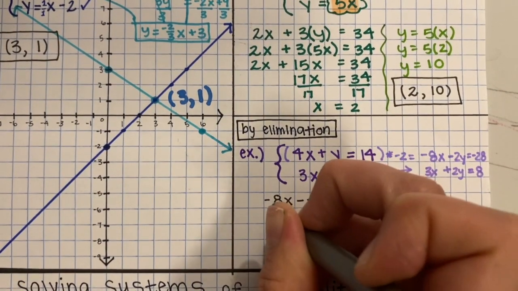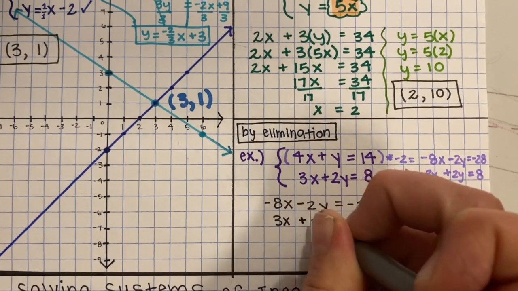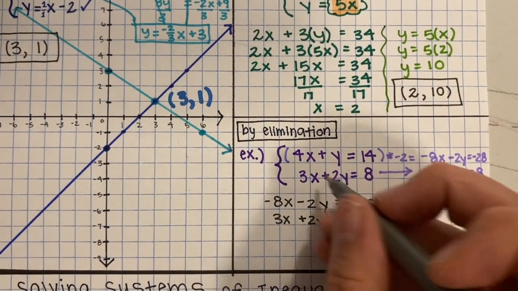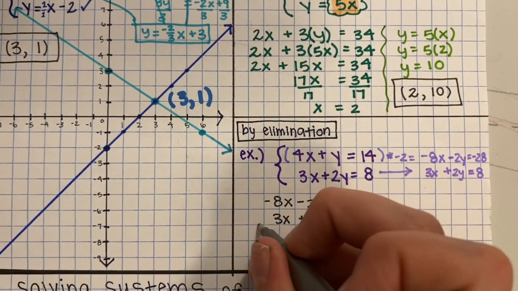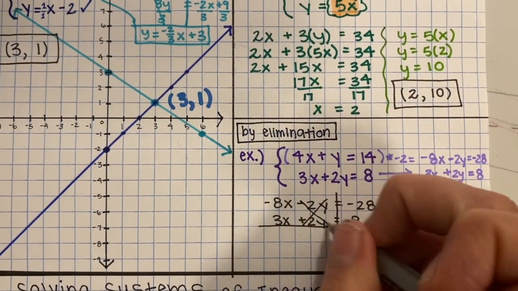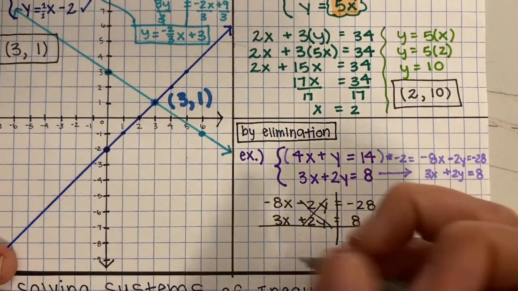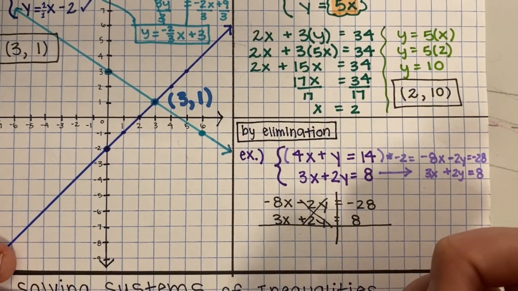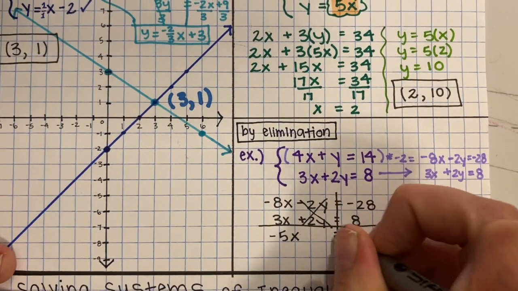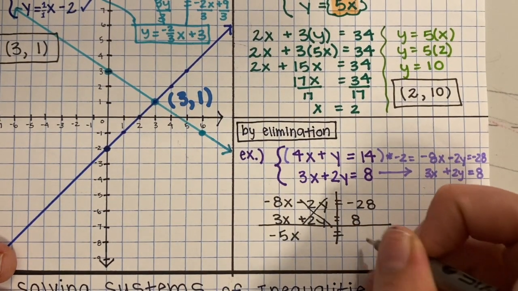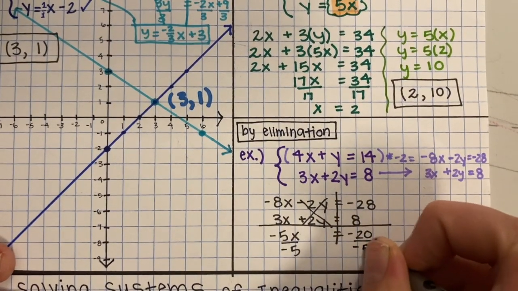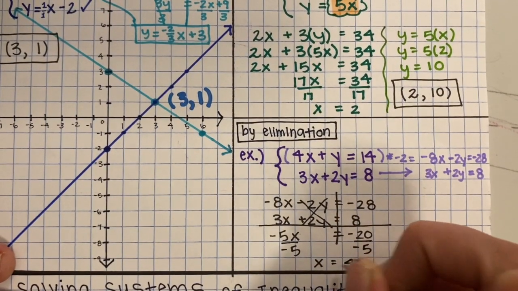And I'm essentially just going to add my equations together. So we didn't change the bottom equation. We only changed the top so that we could have something cancel out. So when I add my equations, our negative 2y and 2y cancel out. Negative 8x and 3x gives me negative 5x equals negative 28 plus 8, which is negative 20. I divide both sides by negative 5, and I get 4.